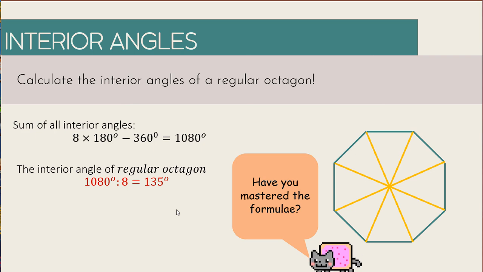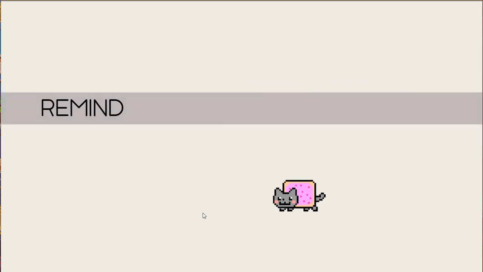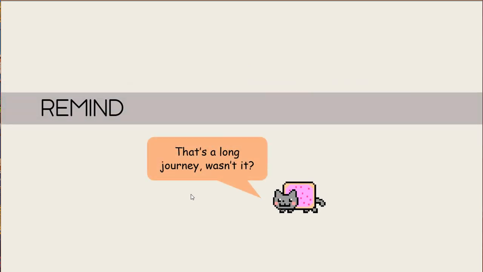Have you mastered the formula? Okay. That was a long journey, wasn't it? With so many formulae to remember. But don't worry, they are very helpful in practical situations. So by doing homework or practicing in real situations, you will remember it naturally.